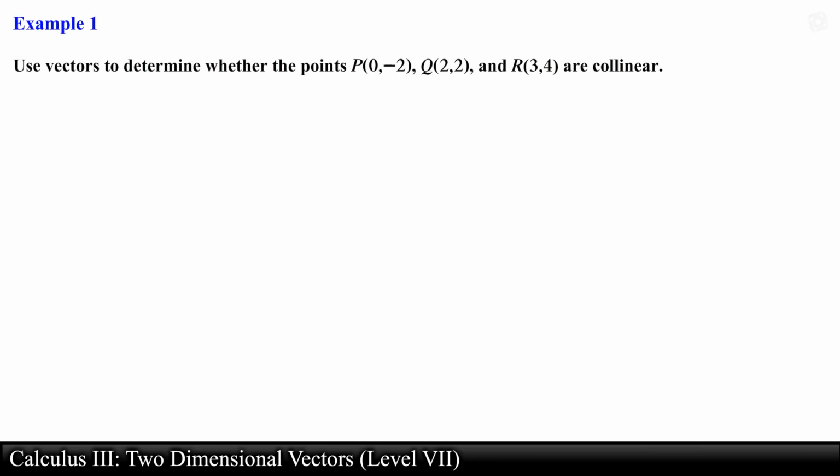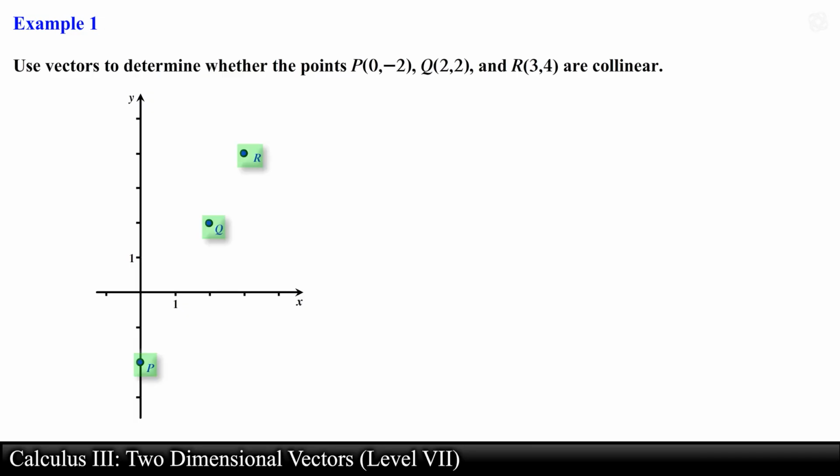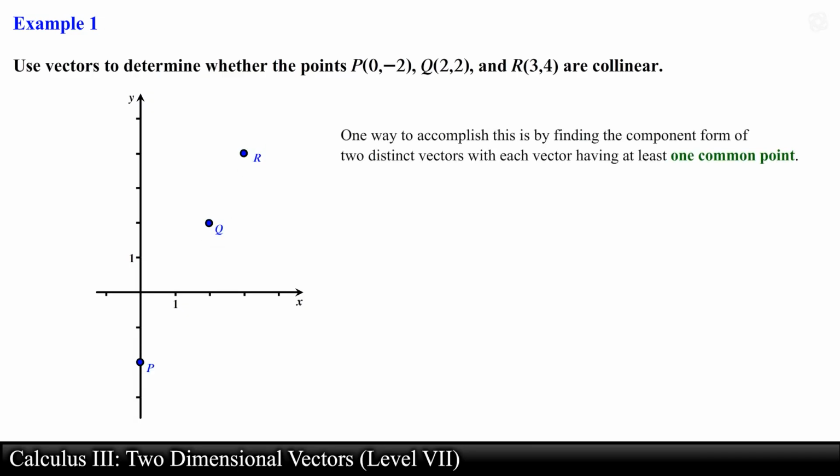Use vectors to determine whether the points P, Q, and R are collinear. Alright, recall that we solved a similar problem by using the segment addition postulate from geometry. This time around, we want to use vectors to show that these 3 points are collinear. One way to accomplish this is by finding the component form of two distinct vectors, with each vector having at least one common point.